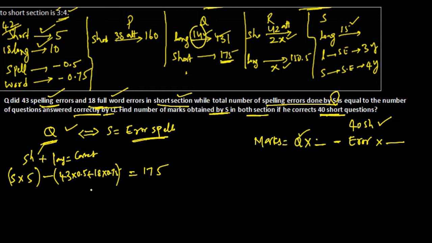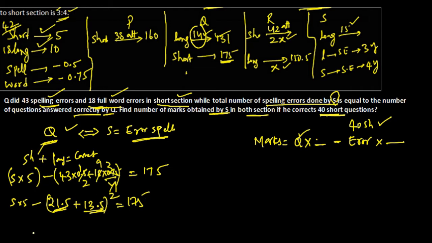0.75 marks are given. So this S into 5 minus, if I solve 0.5 means this is nothing but 1 by 2, means 43 divided by 2, it will give me 21.5. Plus this is 18 into 0.75 means this is nothing but 3 by 4. This is 2 9s are and 2 2s are. 9 into 3 is 27 by 2. 27 by 2 is nothing but 13.5. This is equal to 175. So 21.5 and 13.5. 21 plus 13 is nothing but 34. 34.5, 0.5 is 1, 35.